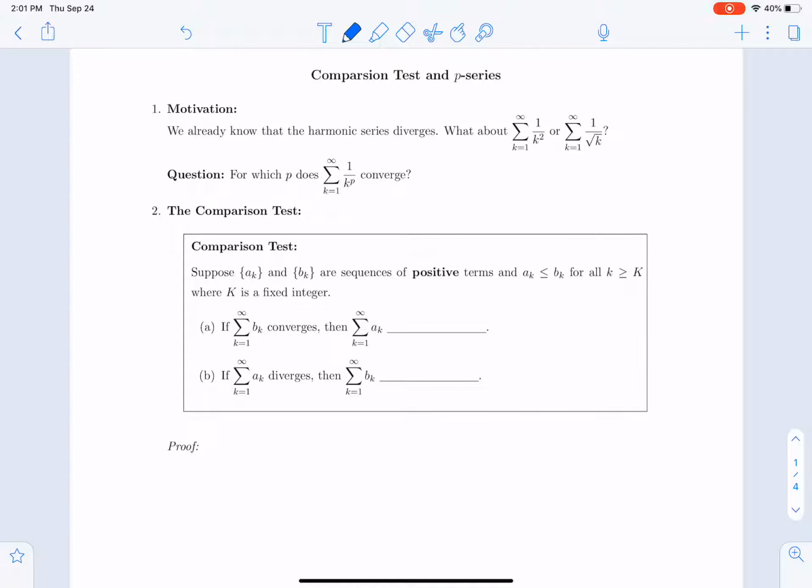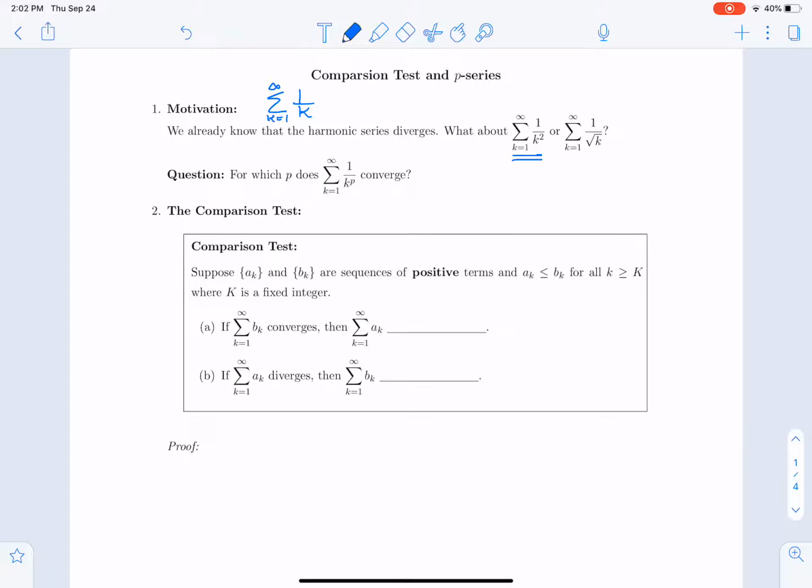In a previous lesson, we saw that the harmonic series diverges. Essentially, we saw that the sum from k equals 1 to infinity of 1 over k is not finite, it diverges. But what about the sum from k equals 1 to infinity of 1 over k squared? In a previous lesson, it appeared that this sum was starting to converge to a finite number when we looked at the sequence of partial sums, but we could not prove that it converged.